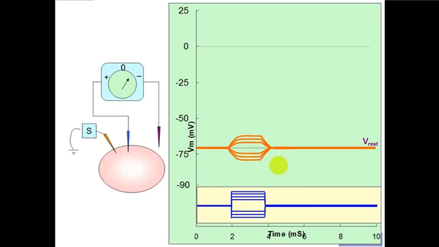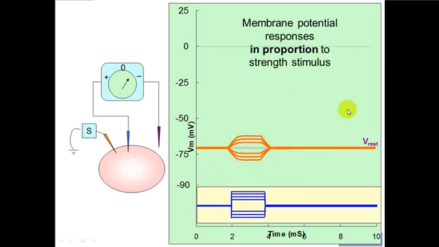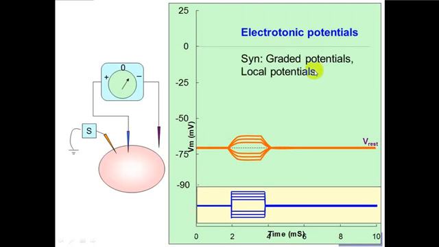So if you notice here, there is a linear relationship between the stimulus strength and the response magnitude. Increases in stimulus strength give you proportional increases in the response magnitude. These kinds of responses, where the membrane potential responses are changing in proportion to the strength of the stimulus, are referred to as electrotonic potentials.